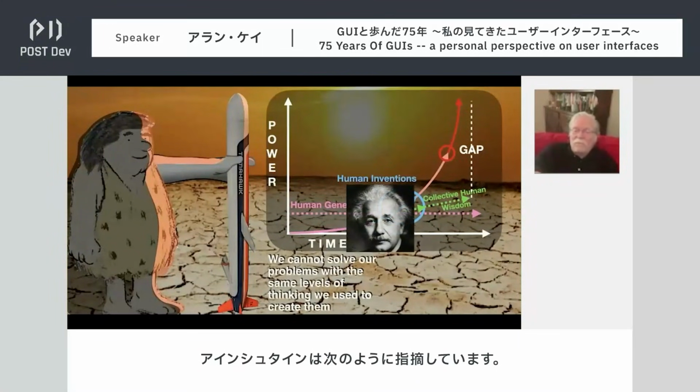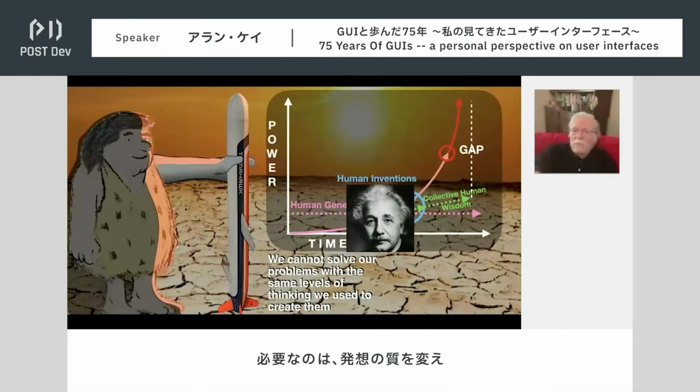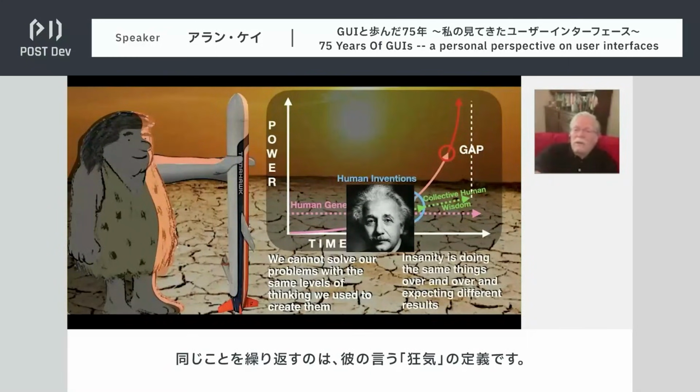So Einstein pointed out that the problem here is not being more clever in the way we have been being clever. We need to be clever and intelligent in qualitatively different and better ways. And keeping on what we're doing is his definition of insanity.